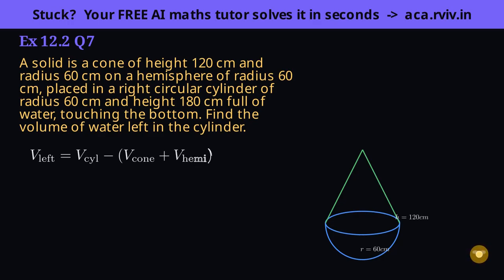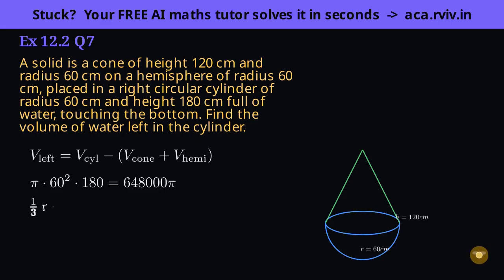And the solid is a cone plus a hemisphere. The tank's volume is pi r squared h, radius 60, height 180. We keep pi as a symbol, since these numbers stay tidy that way: 648,000 pi.